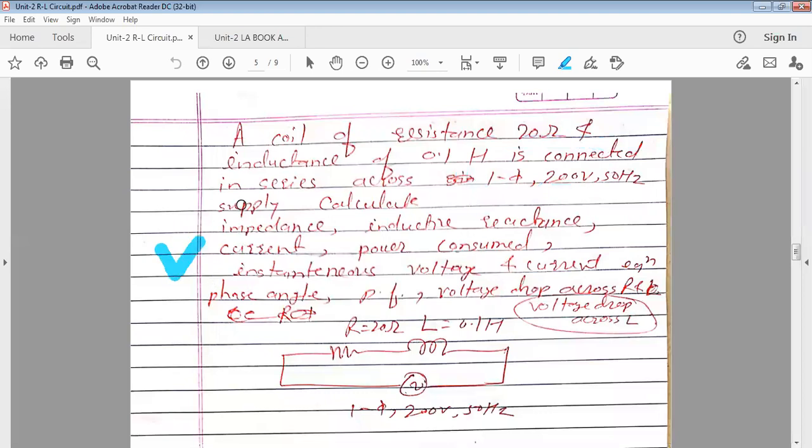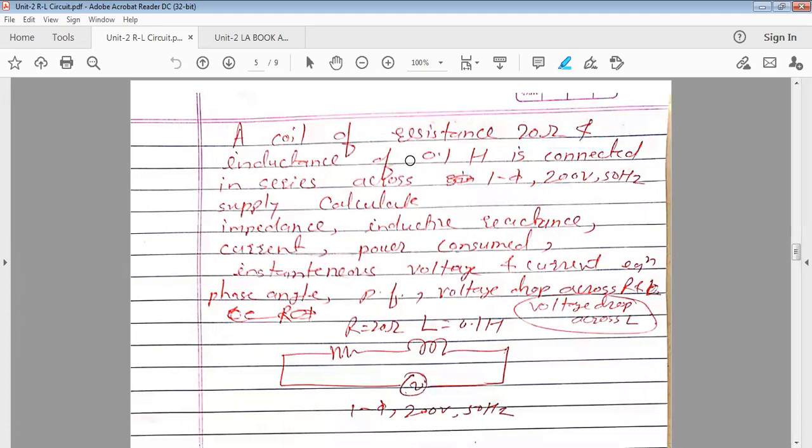So all parameters we will calculate, whatever possibility you may get asked in MCQ in the same exam. So I have considered all parameters. Calculate impedance, inductive reactance, current, power consumed, instantaneous voltage and current equation, phase angle, power factor, voltage drop across R and L. All parameters one by one we will calculate.